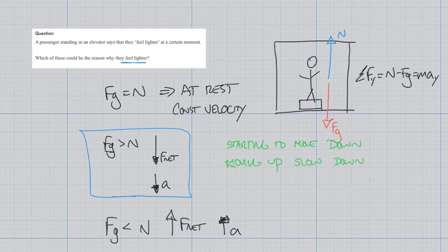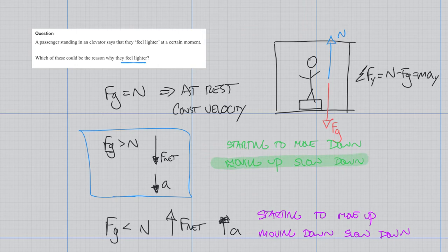If we look at the other scenario, when we have an acceleration upwards, two instances could produce that, and they're kind of opposite of the ones we just stated. Starting to move upwards, or moving downwards and then starting to slow down. Both of those could produce instances of our normal force being greater than our force of gravity. For us, though, the best answer for this one is simply going to be moving up and slowing down, based on the choices that are provided.